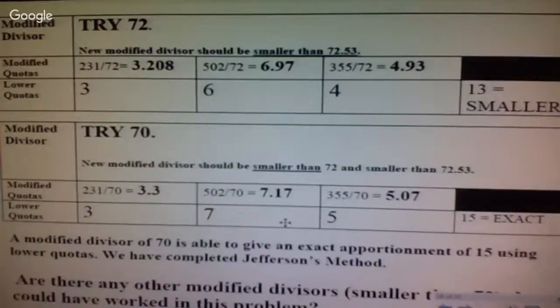So that's what they did. They guessed 72, so they got a new standard divisor. They divided everything by 72. Well, guess what? That really didn't change anything. So this number still needs to go up, so I needed to take this number and make it go down. So then they tried 70. They divided everything by 70. This time when they give the lower quotas, we get 3, 7, and 5. Now we're at 15. So now you can stop.